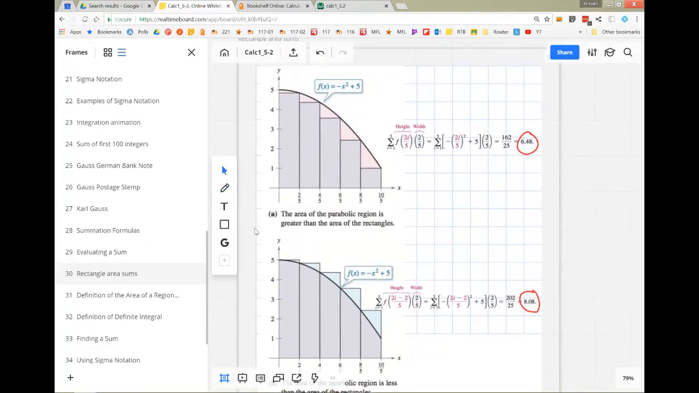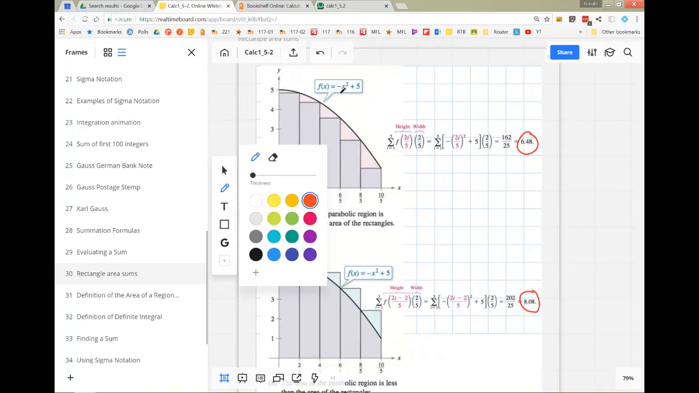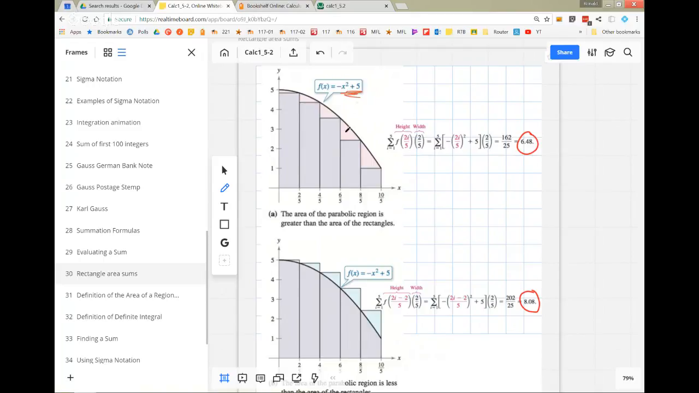Where this is all headed is, we've got this curve that looks like half a parabola aiming down here. It's actually negative x squared plus 5 is the equation. See it up there on the top. Okay, I'd like to find the area under that curve.